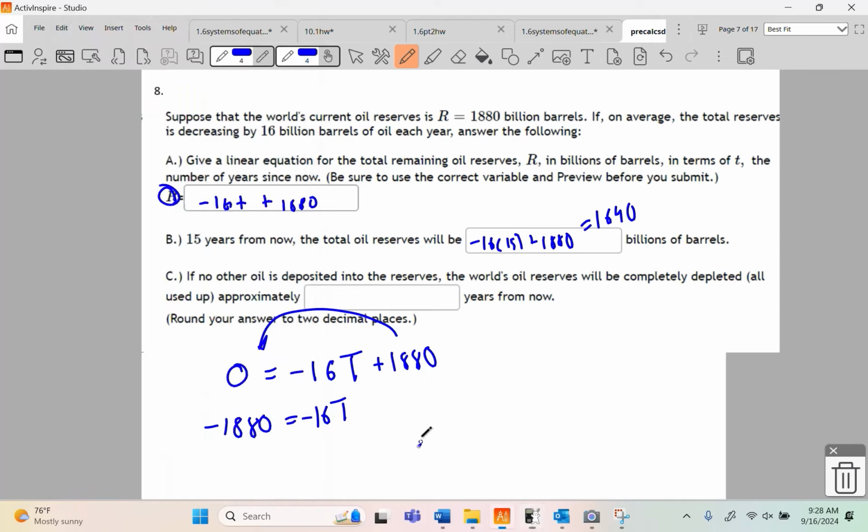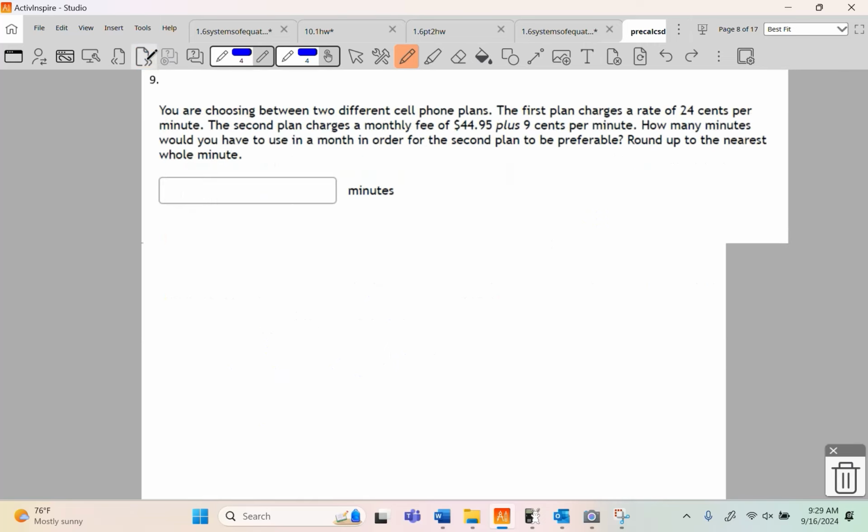They want 2 decimal places, don't they? So 117.5 years from now. I think you'll be all right. I think you will be. All right. Now the question is, when does peak oil happen? That's the real question.